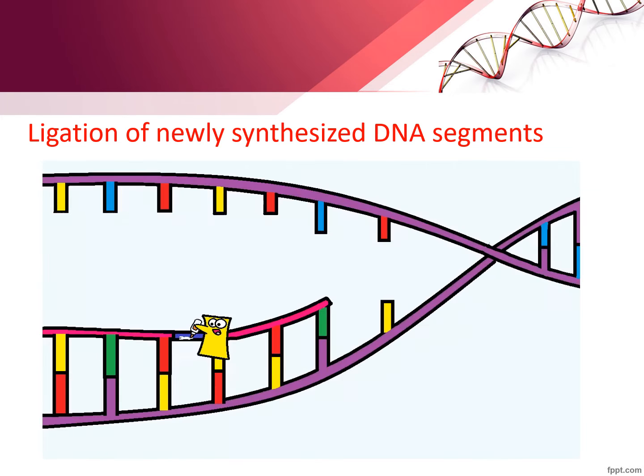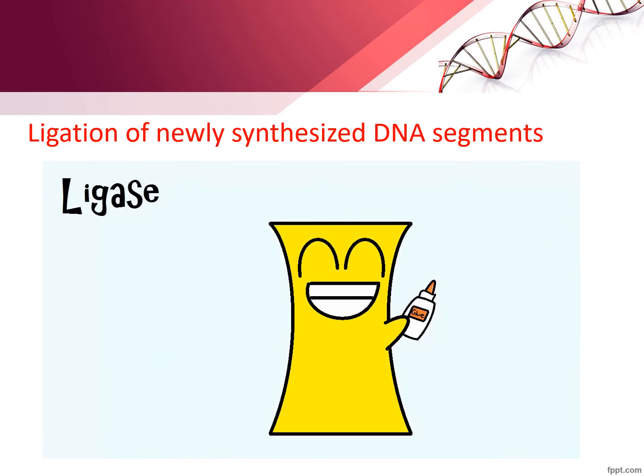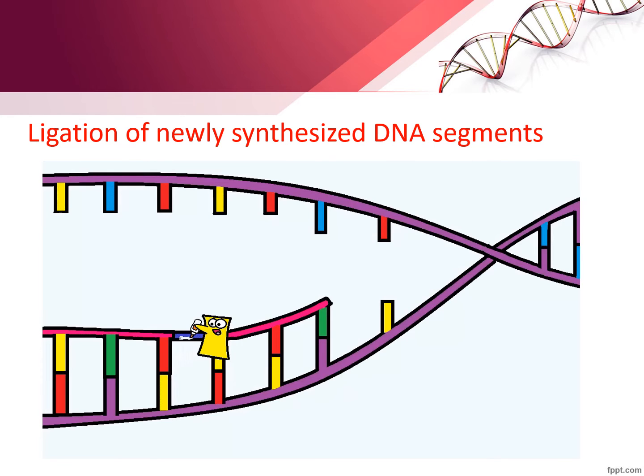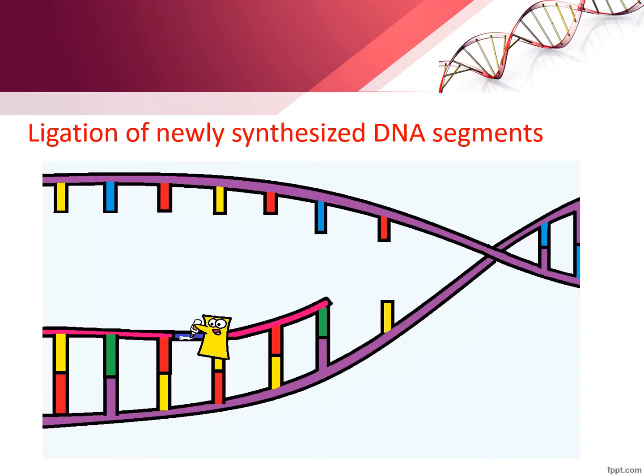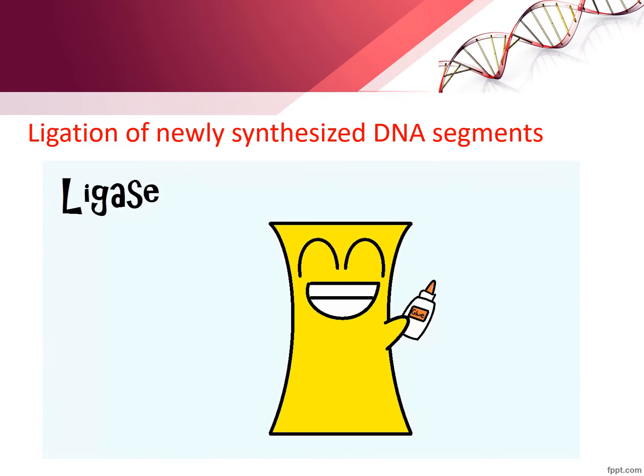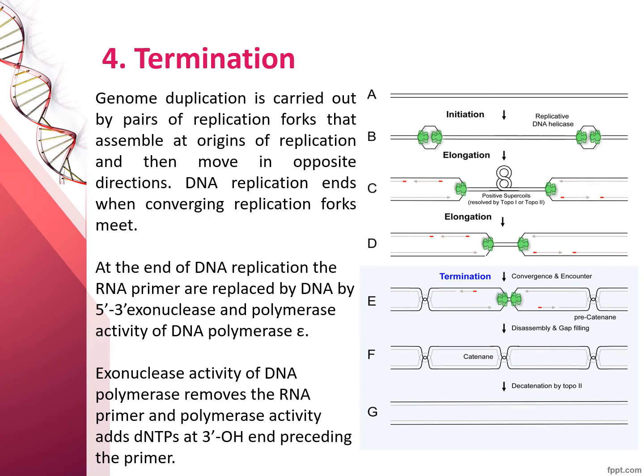Then there is a ligation of the newly synthesized DNA segments with the help of DNA ligase, or glue enzyme, which seals the nicks between the Okazaki fragments, converting them to a continuous strand of DNA. DNA ligase requires ATP to form a phosphodiester bond between the two nucleotides. Termination of DNA replication is less well understood than initiation and elongation.